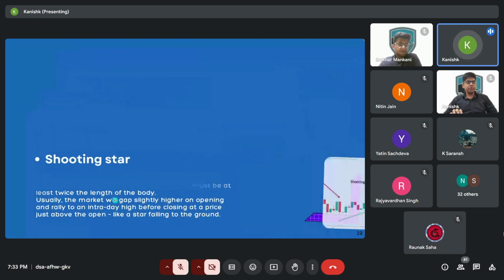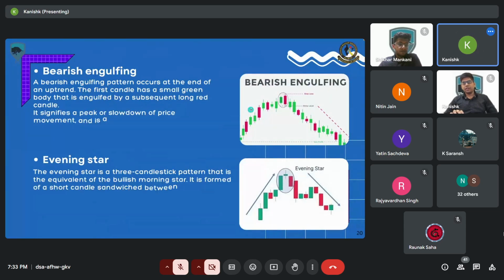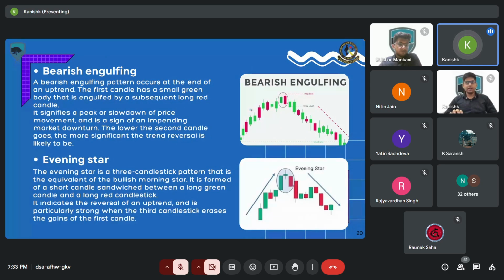Now let's go to the bearish engulfing. Like we discussed in the bullish engulfing pattern, the next candle engulfs the previous candle. That's the bullish candle in the bullish engulfing. And here in this case, that's the bearish candle, the red candle that engulfs a bullish candle.